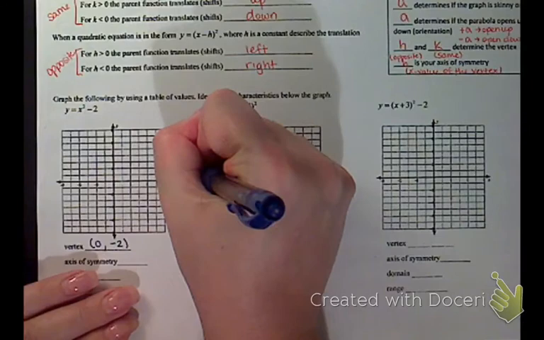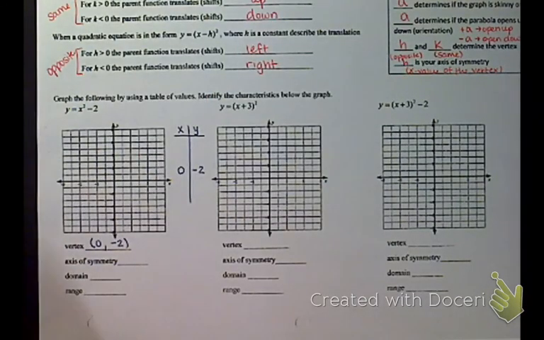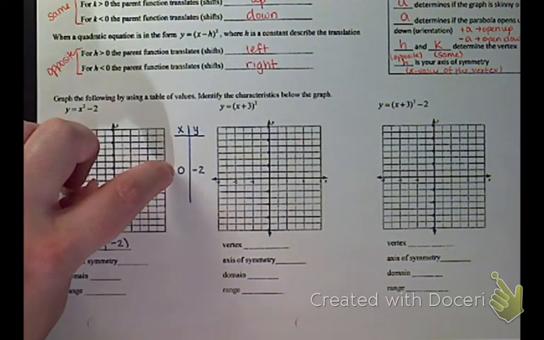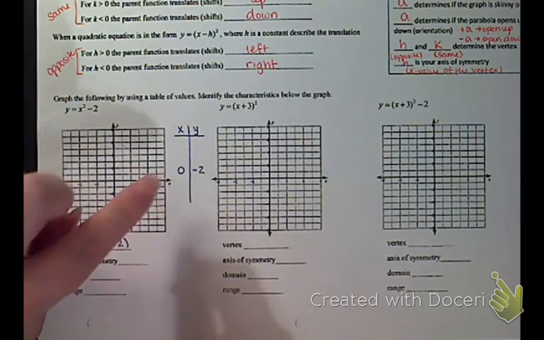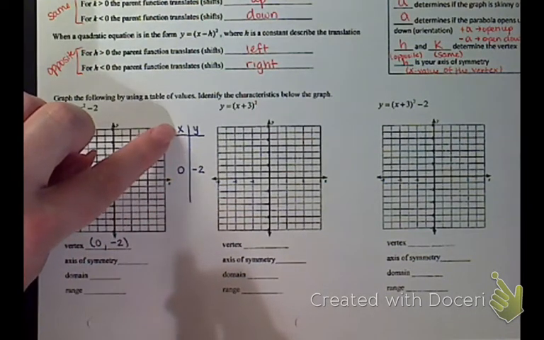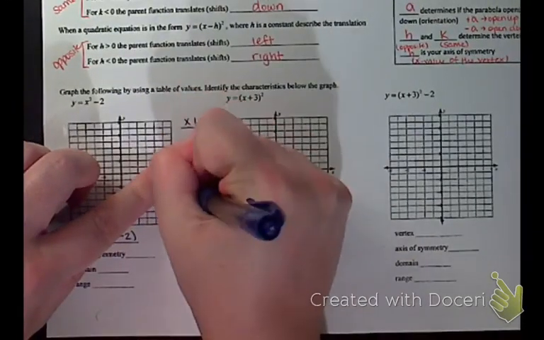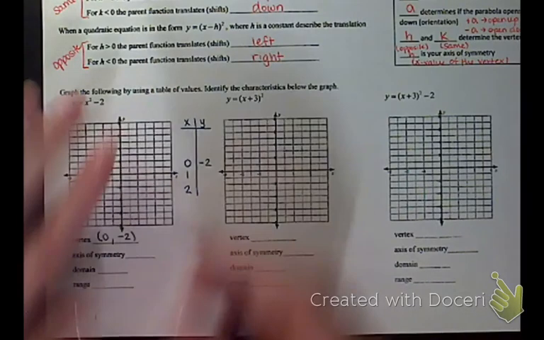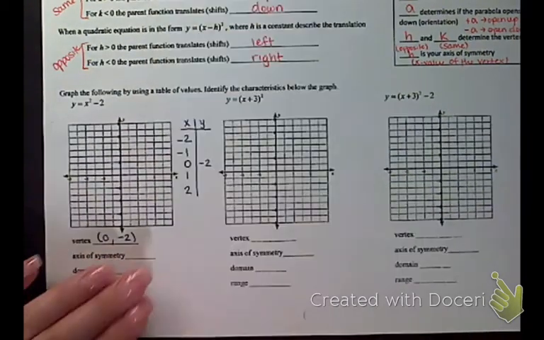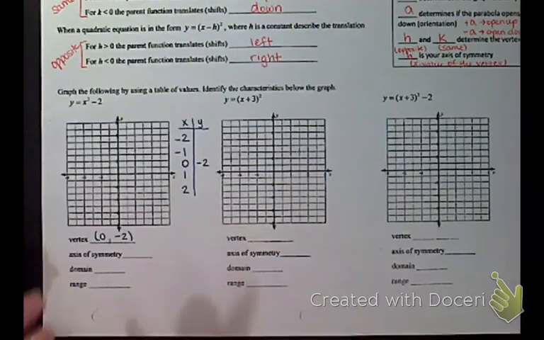Now I'm going to place my vertex in the center of my table, and if you remember from last week's notes, the vertex was in the center and then there was symmetry on either side. If we put the vertex in the center and choose numbers above and below that are equal distance away from the vertex, we'll have symmetry for y. So we're going to choose two numbers directly above 0, which are 1 and 2, and two numbers directly below, which are -1 and -2. If we do this right, we're going to have some symmetry.